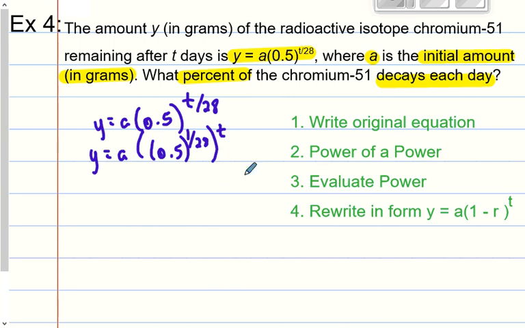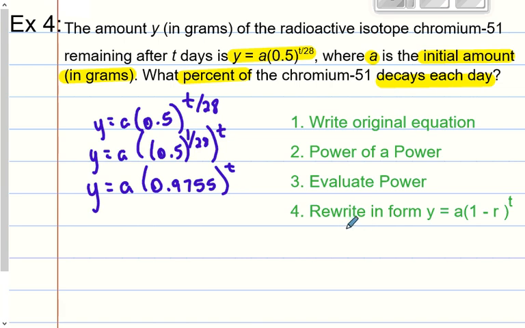Now we're going to evaluate that power. So 0.5 to the 1 over 28 is all you're putting in your calculator. And you have y equals A times, when you put that in your calculator, 0.9755, and that's to the t power.